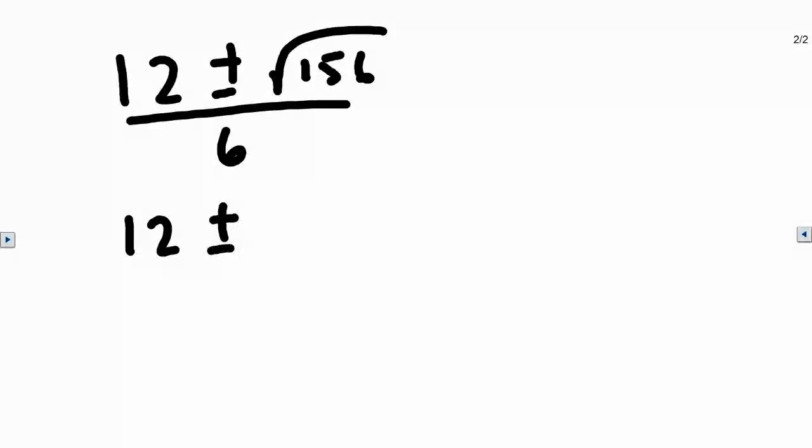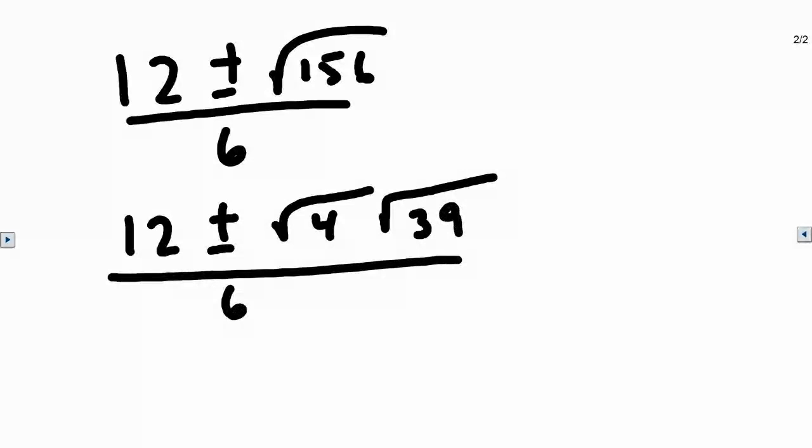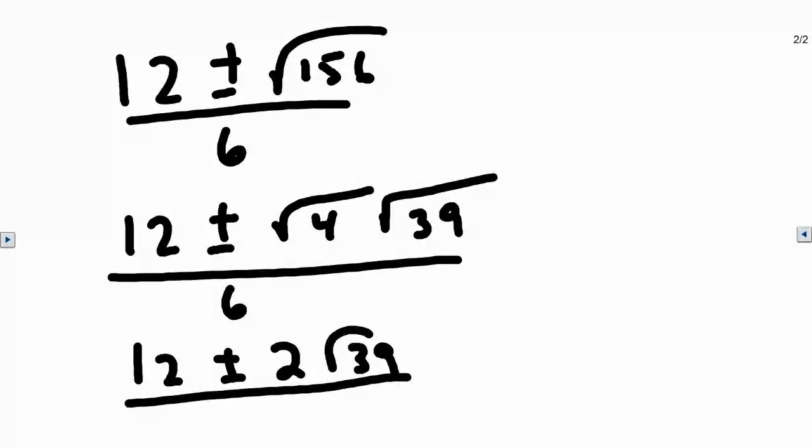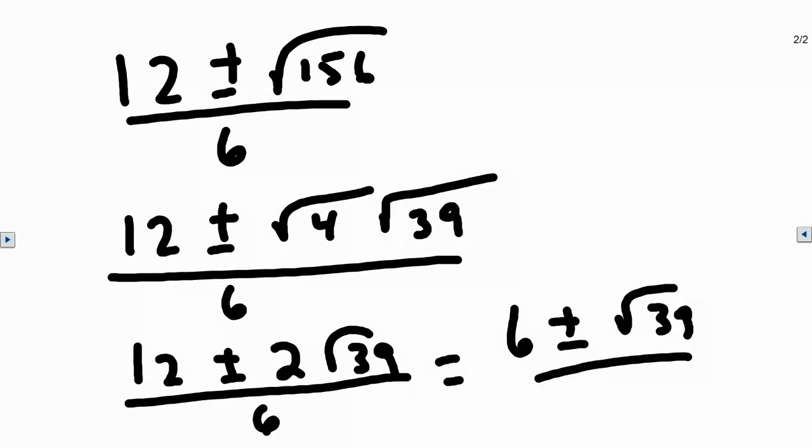So I'm going to simplify it by saying I think 4 goes in there. Let's see, how many times? 39 times? All over 6. So that's the same as 12 plus and minus 2 square root of 39, since the square root of 4 is 2, over 6. And since there's a common factor of 2 between 12, 2, and 6, I can reduce it a little bit further and say 6 plus and minus the square root of 39 over 3.